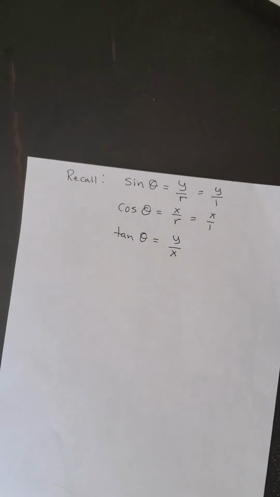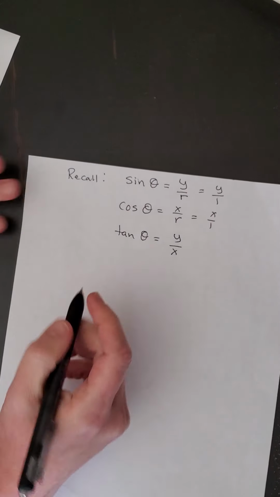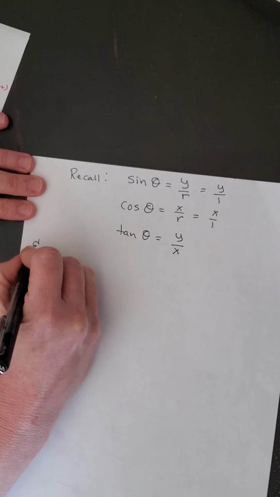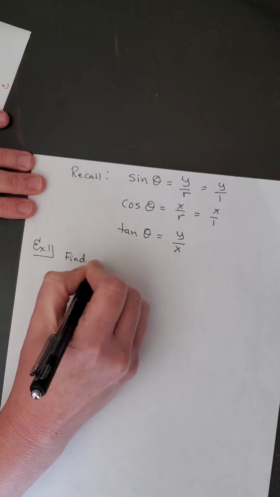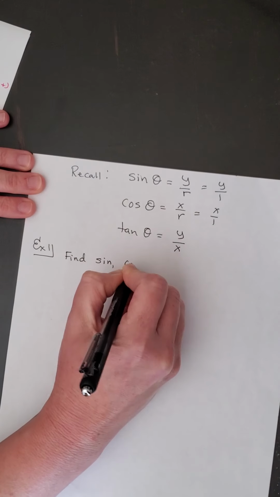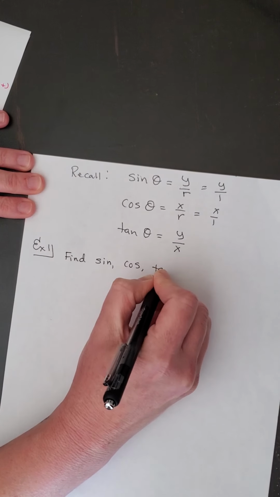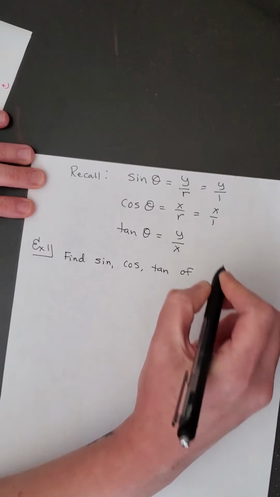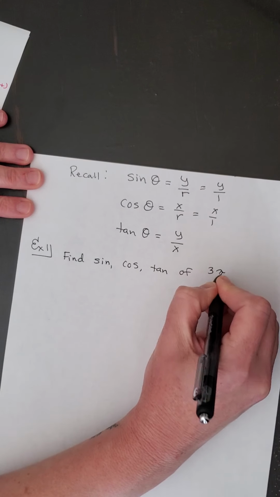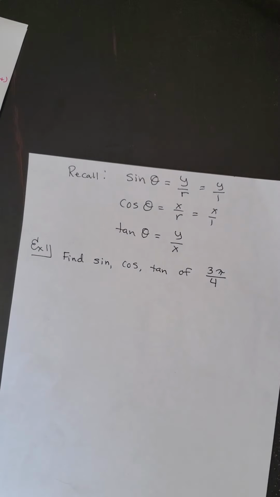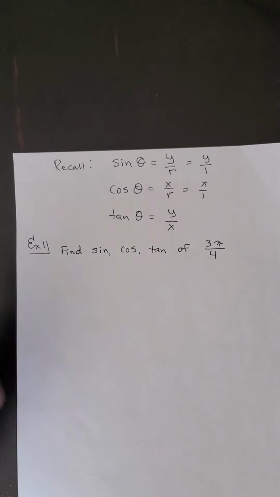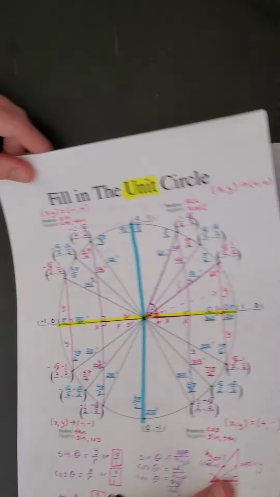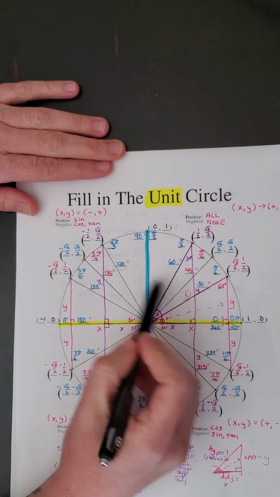Okay, so you're going to use your unit circle to answer a few example questions. Find sine, cosine, and tangent of 3 pi over 4. We're going to use our unit circle to do that. So I look at my unit circle and I find 3 pi over 4. So 3 pi over 4 is right here.